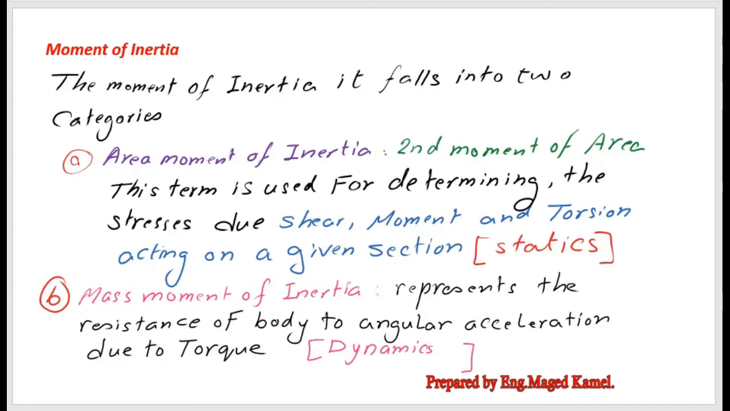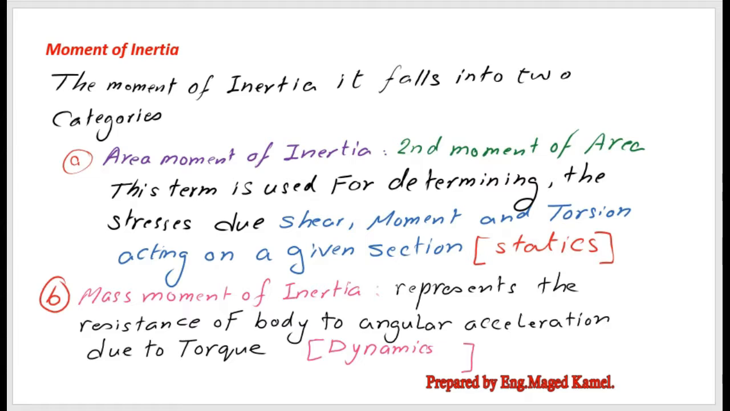Hello everyone. In this course we are going to talk about the moment of inertia. The moment of inertia falls into two categories. The first category is the area moment of inertia, or sometimes called second moment of area. This term is used for determining the stresses due to shear and moment and torsion acting on a given section.